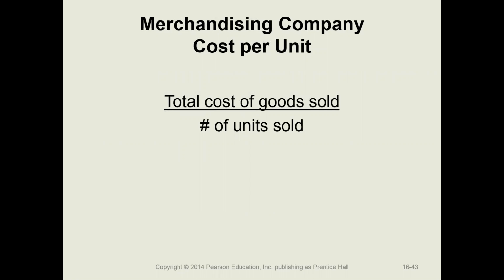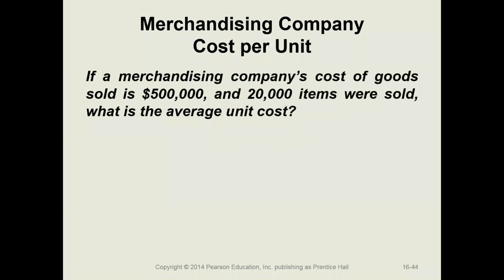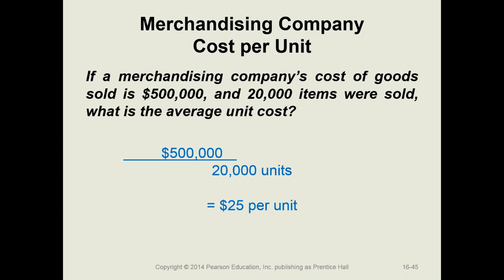The total cost of goods sold divided by the number of units sold. So if a merchandising company's cost of goods sold was $500,000, and they sold 20,000 items, what's the average cost? Again, the cost of goods sold, 500,000 divided by the 20,000 units or items. The average cost is $25 each. Again, it's important to know what the per unit cost is so that we can appropriately price what we're selling. If it costs us $25 on average, then we better sell it for more than the 25.